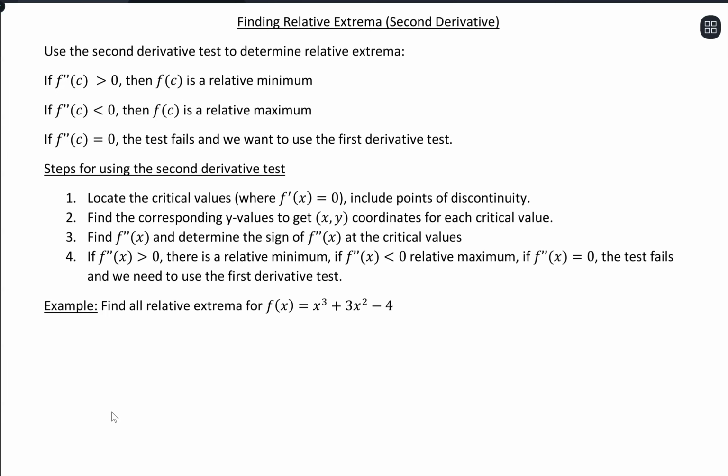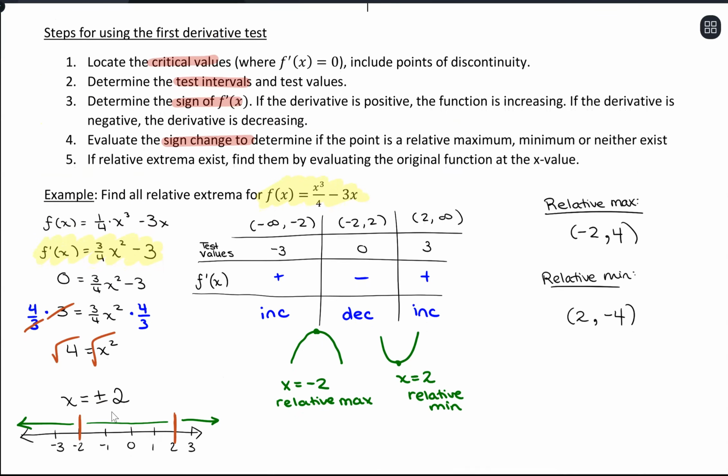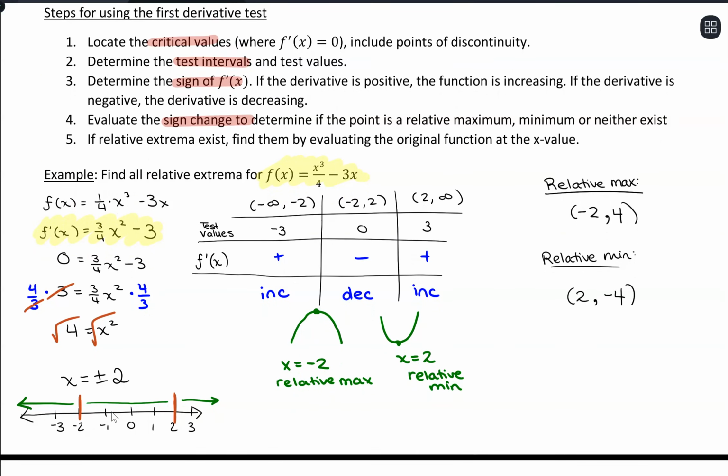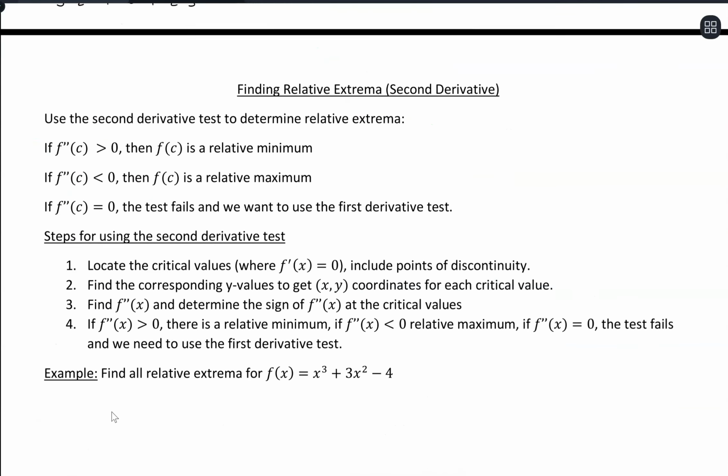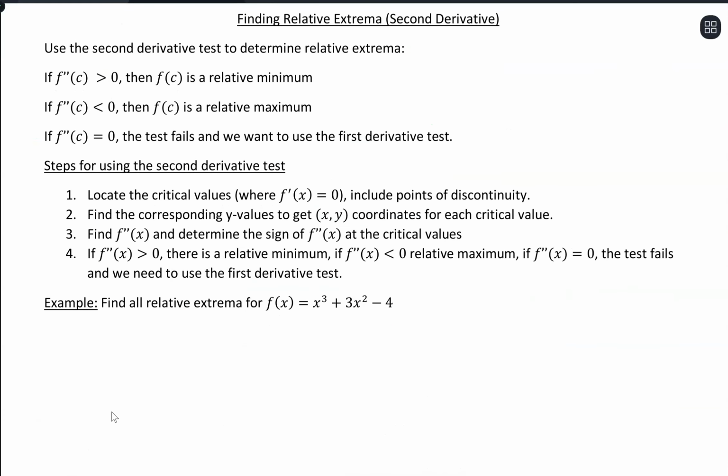So now we're going to look at doing the same thing in terms of finding a relative minimum or relative maximum, but using the second derivative. Just as a reminder with our last one with the first derivative, we had to think about these intervals and the behavior within those intervals in terms of increasing, decreasing. With this one, what we can do is find those critical values and evaluate the second derivative at those points.